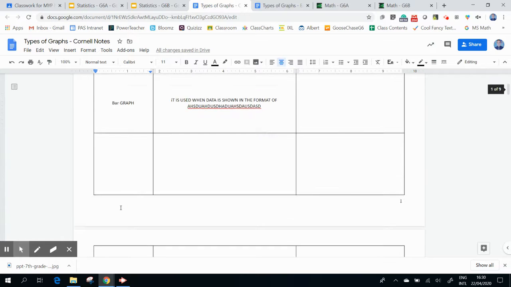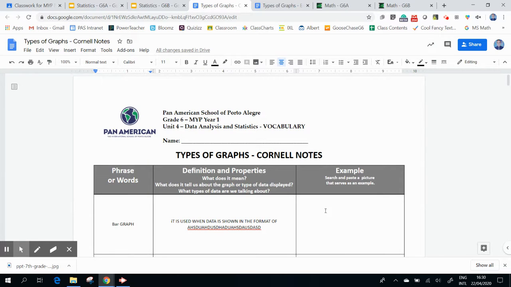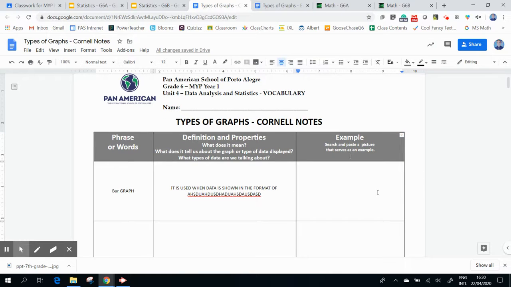In the third column here, I want you to post an example. You can search online and paste a picture that serves as an example of a bar graph being used with the correct type of data. Any type of data, but remember to be school appropriate, okay? This is your types of graphs Cornell notes. We're going to be using this for the rest of our unit, okay?